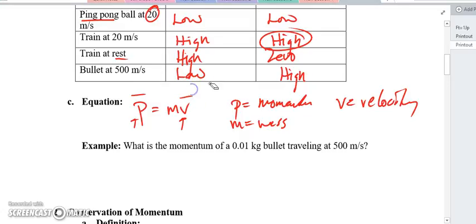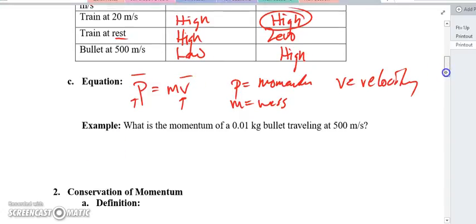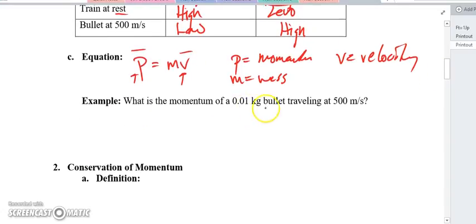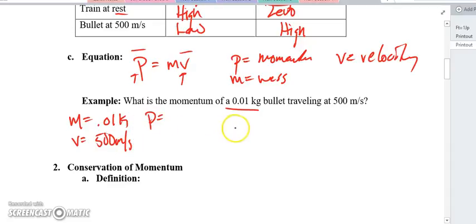So the first example here is: what is the momentum of a bullet that's got a mass of 0.01 kilograms traveling at 500 meters per second? So for my mass, I've got 0.01 kg. I've got a velocity of 500 meters per second, and that's positive, so it's to the right. And I'm looking for a momentum here, so it would be P equals mv. And that would give us 0.01 multiplied by 500 meters per second.